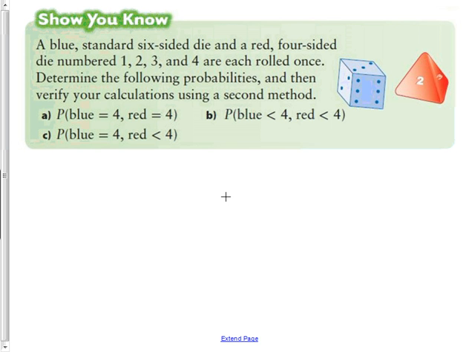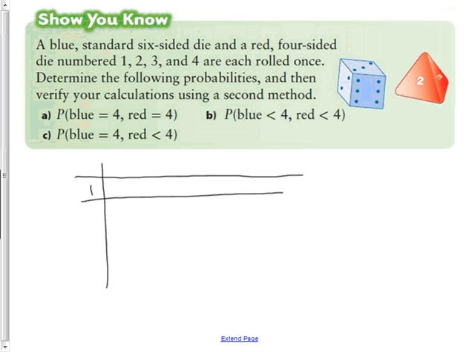Okay, this is 11.3, and this is the final chapter in probability, and this is what we're all working towards being able to do. So in this particular question, we have two outcomes. We have rolling a six-sided dice and rolling a four-sided dice. So I'm going to put the four-sided dice here.